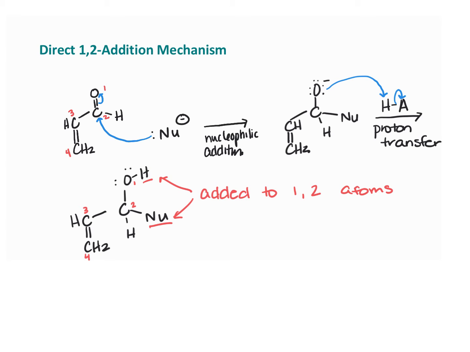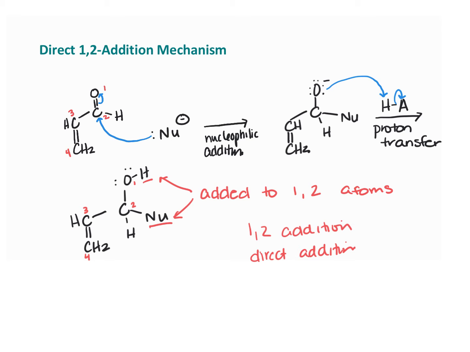Now, this is also known as a direct addition. So it's known as a 1,2 addition. You're going to see that a lot. There's a synonym that's a direct addition. The book merges these to say it's a direct 1,2 addition mechanism, but know that we have a lot of different synonyms for this particular mechanism.